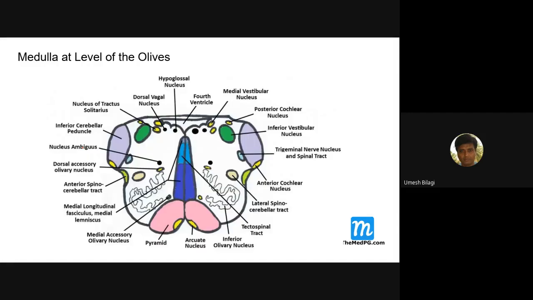Now I'm in the uppermost part of the medulla oblongata. Now you can see nicely, this is the medial lemniscus. This is the nucleus ambiguus. What is this? Tectospinal tract. This is concerned again with the cerebellum.